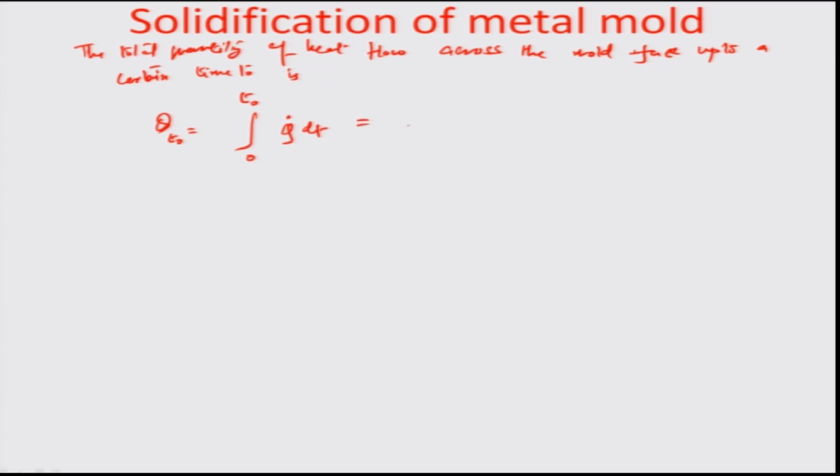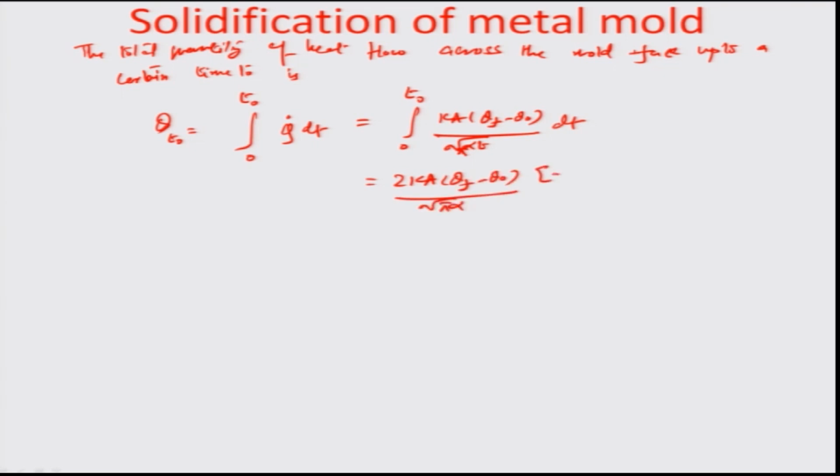Okay. So, if I really were to put this integral here to solve, the Q dot had earlier come out to be K A times (θf minus θ0) by root of pi alpha t, dt. So, this value would then actually be equal to twice K A (θf minus θ0) divided by root of pi alpha times root T0. Okay. So, t to the power of minus half, the integral of that is twice t to the power of half. So, that is how you calculate this integral. Okay. So, that is how your total heat from time 0 to T0 across the mold face would actually flow.